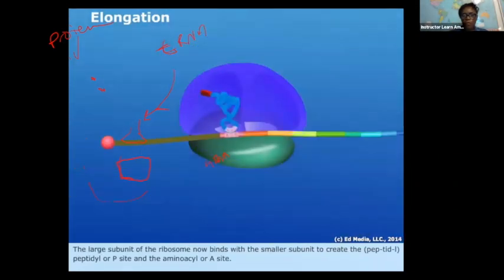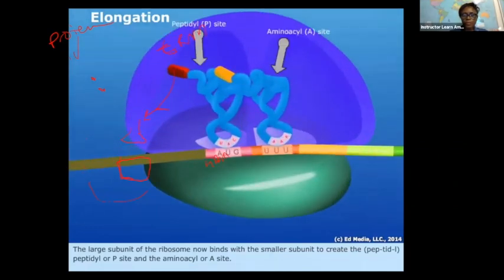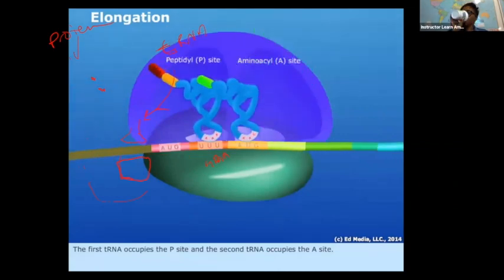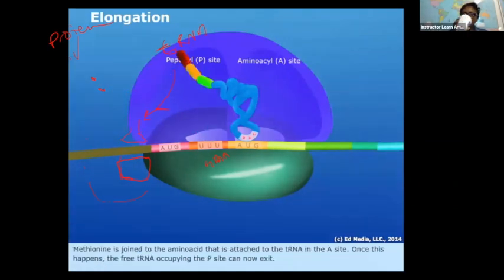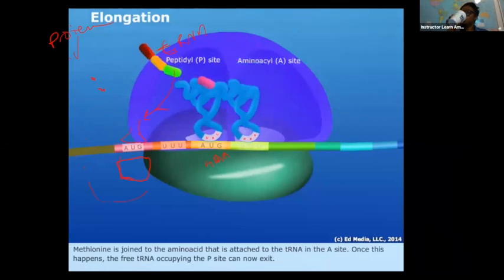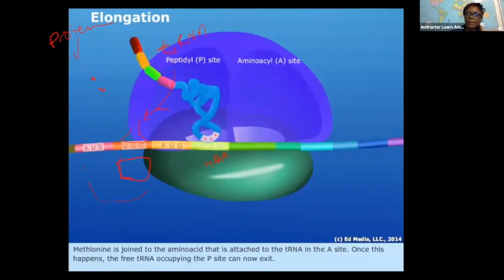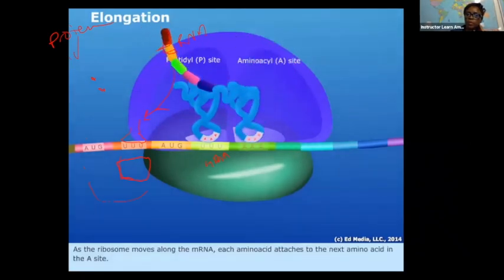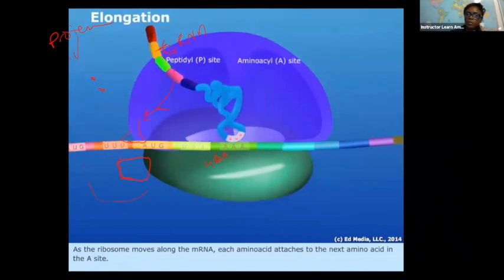The large subunit of the ribosome now binds with the smaller subunit to create the peptidyl or P site and the amino acyl or A site. The first tRNA occupies the P site, and the second tRNA occupies the A site. Methionine is joined to the amino acid that is attached to the tRNA in the A site. Once this happens, the free tRNA occupying the P site can now exit. As the ribosome moves along the mRNA, each amino acid attaches to the next amino acid in the A site.